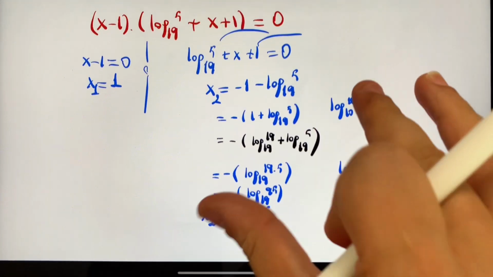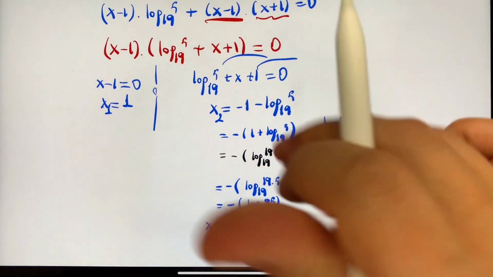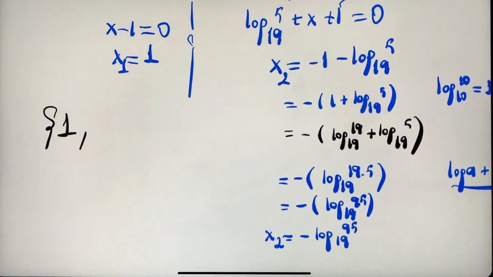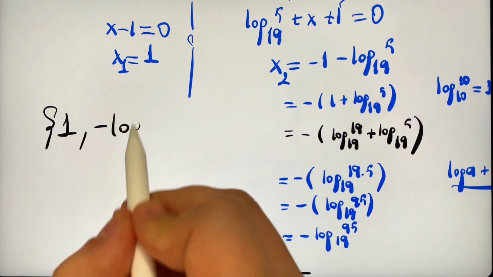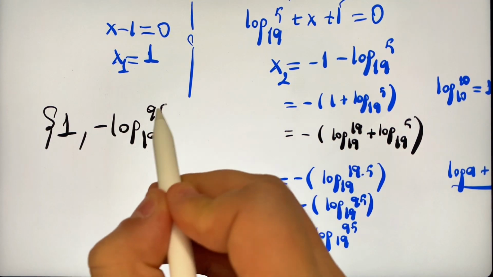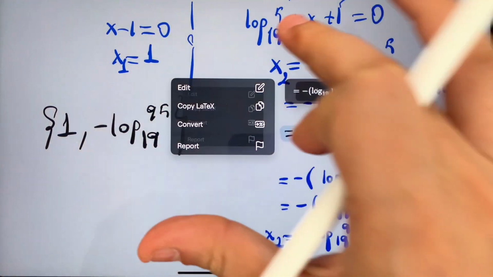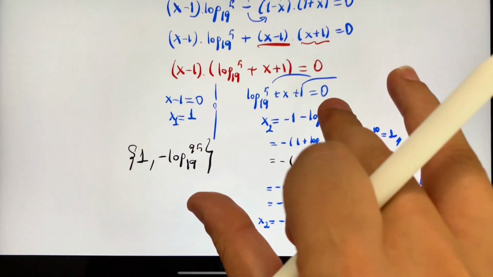He asked us for the solution set in this question. Then we call the solution set: if we want to create a set, there is 1, and minus logarithm base 19 of 95 will be the answer to this question. Perfect Olympic question, guys.